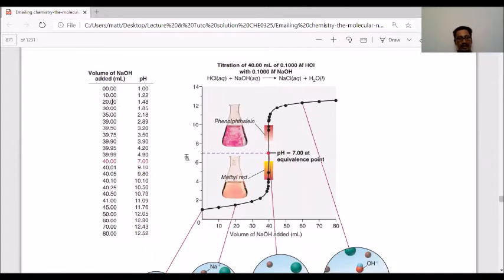20 ml sodium hydroxide added. Maknanya tambah lagi 10 ml lah. So, right, faham tak? 10 ml lah from here. 10 ml, now become 20 ml, right, total. So the pH is 1.48. Add another 10 ml. Now total volume for sodium hydroxide added is 30 ml, so 1.85.